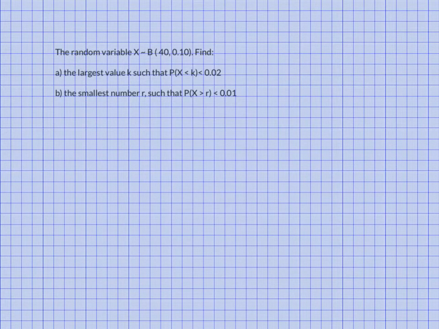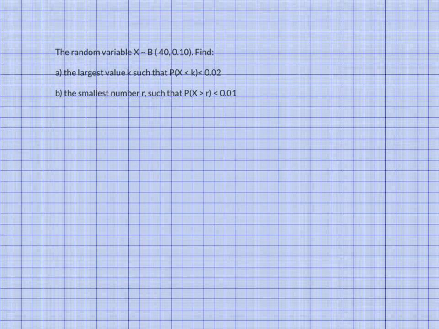Okay, so we've got another question similar to the last one. Random variable, this time n is 40 and the probability is 0.1. That matters when we look up the table. Let's go ahead and dive straight into A. We need to find the largest value of k such that the probability that x is smaller than k is less than 0.02. We know that what we need to do here is get the tables up.